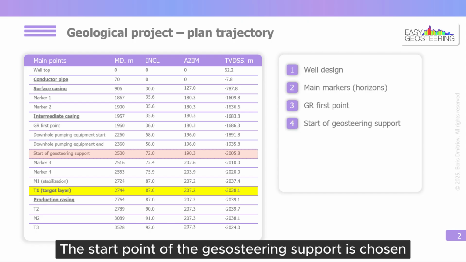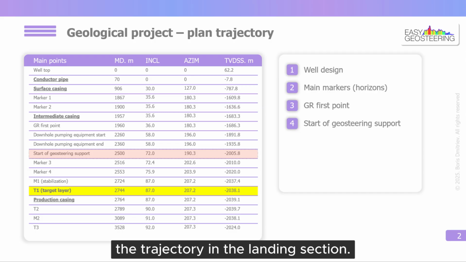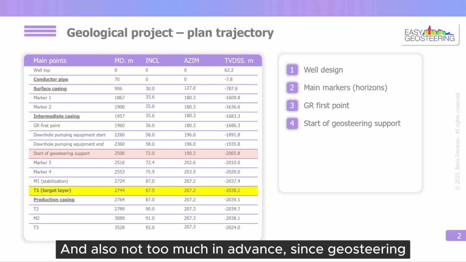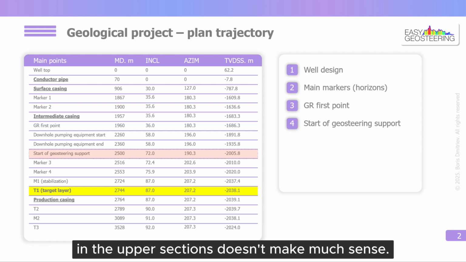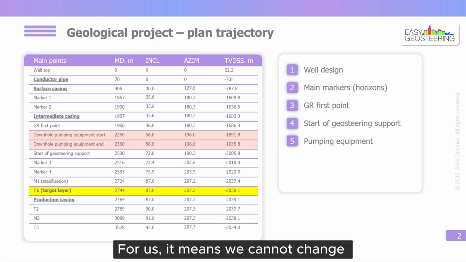degrees. The start point of the geosteering support is chosen not too close to T1 in order to have enough time to adjust the trajectory in the landing section. And also not too much in advance, since geosteering in the upper section doesn't make much sense. Point number 5. Pumping equipment. For us it means we cannot change trajectory in this interval even if we need, because this equipment has to be placed in stabilized section of the well bore.